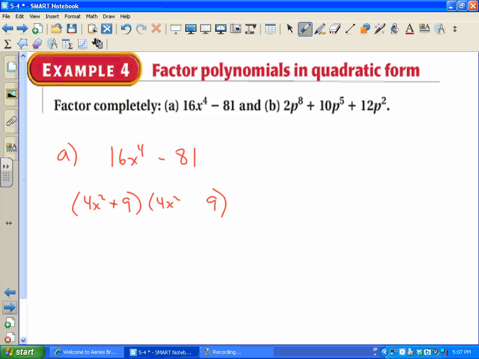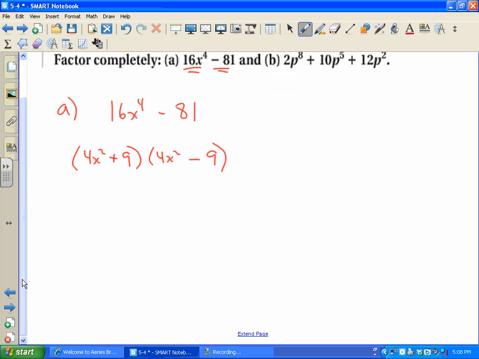Remember, one of our signs needs to be positive, and one of our signs needs to be negative. Sweet. We're done. Factor the difference of squares. That wasn't that bad. I see that this is a perfect square and that's a perfect square. I can factor using the difference of squares. We're not done. Why? Because this 4x squared minus 9 is also the difference of squares.